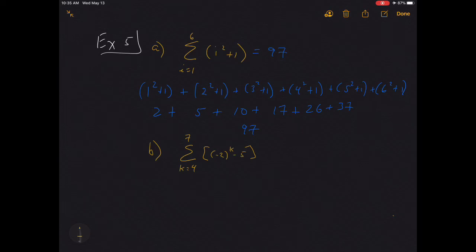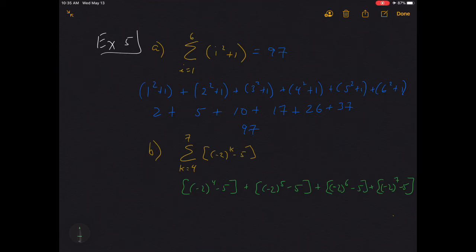All right, so let's figure out this sum. So this time we start with 4, and that's the important part. We have to start with 4. So we're going to have negative 2 to the 4th power minus 5. That's the first term. The next one is if I plug in, because now the counter kicks up by 1, I got to plug in 5. So it'll be negative 2 to the 5th minus 5. And then we got to add the next one, which is going to be negative 2 to the 6th minus 5. And then the last one should be negative 2 to the 7th, minus 5. There we go.